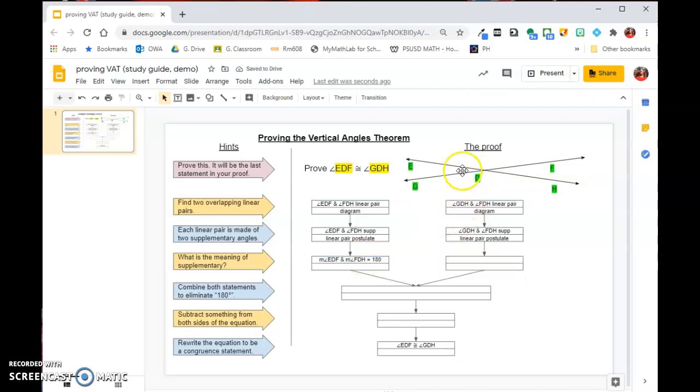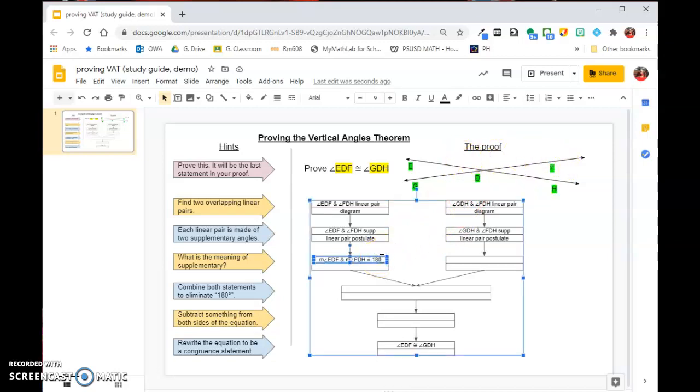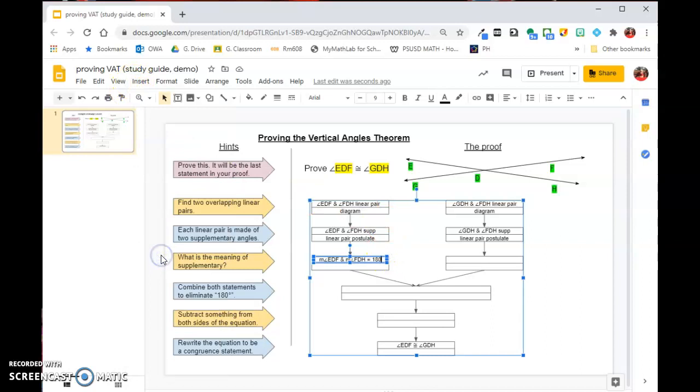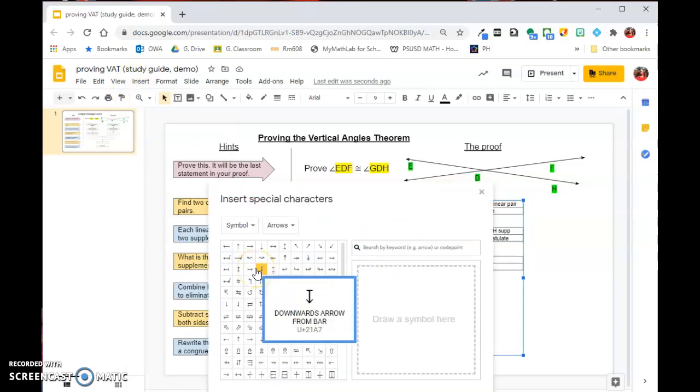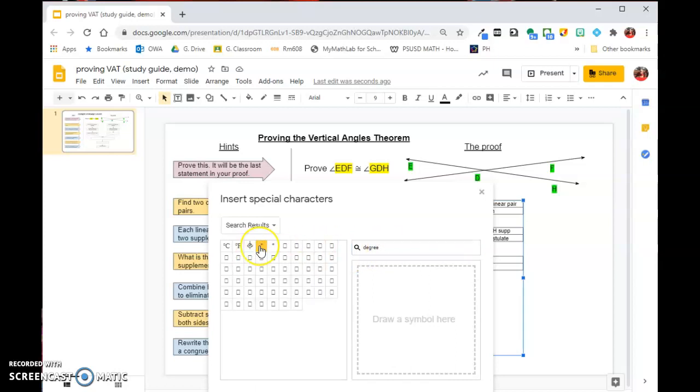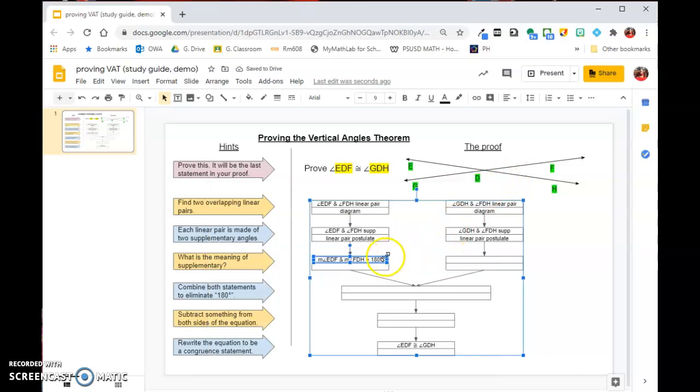Let's just double check. EDF should be FDH. EDF and FDH add up to 180 degrees. For full credit, include the degree sign. Where do I get the degree sign? Insert it from special characters. Type out the word degree and it'll show up. And okay, so how do I know that? That is the definition of supplementary.